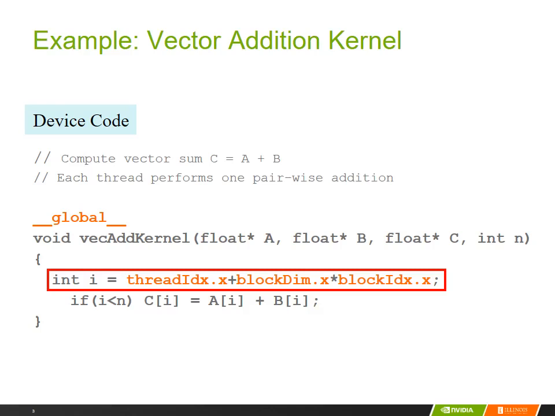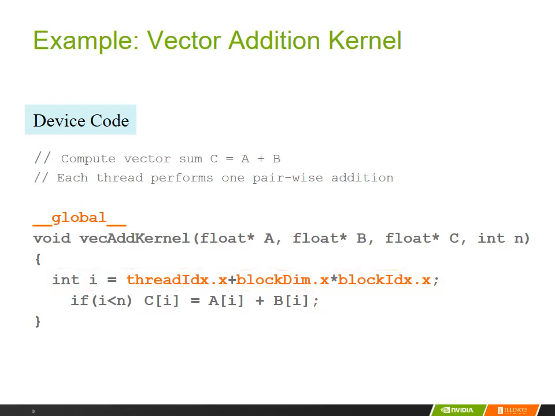Then the next statement tests whether the index is less than the number of elements. We may have more threads than the number n. So only those threads with indices within the actual range of valid elements in A, B, and C should participate in the generation of the output C element. That's why we have that condition test.